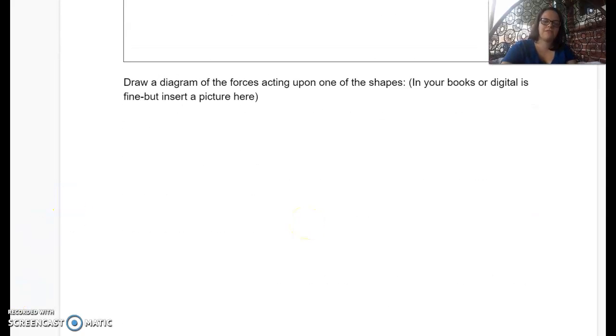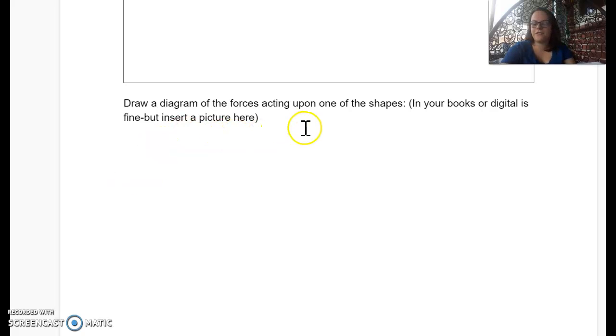And you also have to draw a diagram of the forces acting upon one of the shapes. In your books or digital is fine, but insert a picture here. So with this, it's the same as the force diagrams we've been doing, but what you'll be doing for this is drawing the forces acting on either a whole piece of paper, a quarter of a piece of paper, or a ball of paper. And the forces will all be the same, but they may be differing strengths for this one.